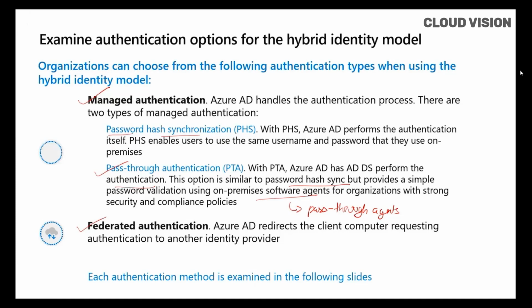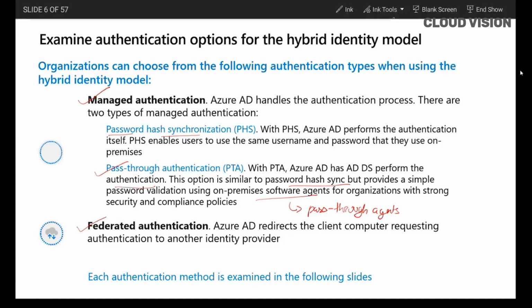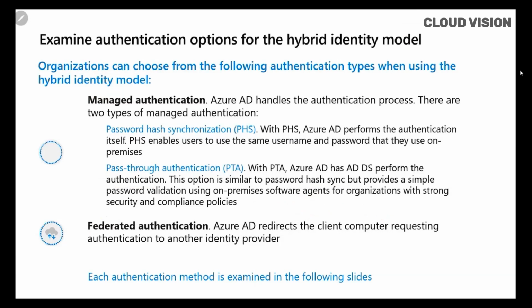Now, the other category of authentication solution that your organization can choose for your hybrid identity model is federated authentication, in which Azure AD will redirect the client computer requesting authentication to another identity provider, which could be ADFS in this case. So these are the three different kinds of authentication solutions that your organizations can choose from when they are implementing a hybrid identity model.